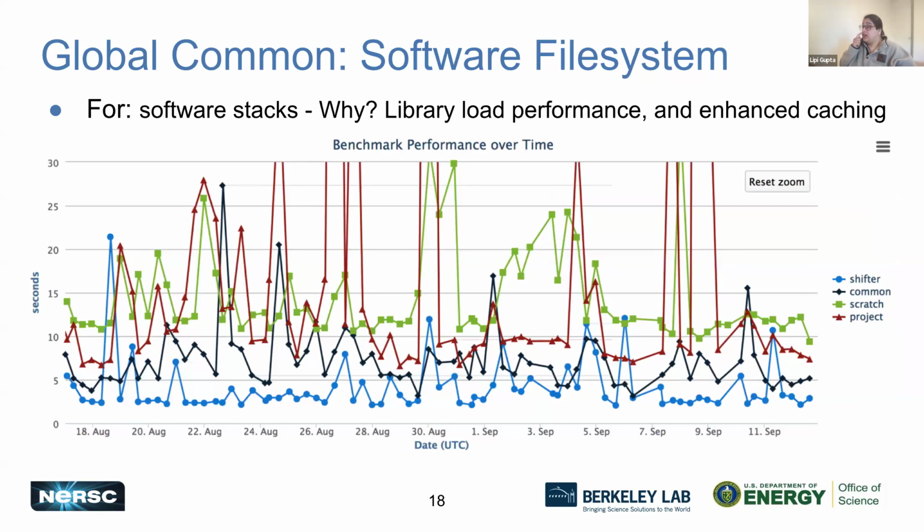Global Common Software. This is similar to the Global Home, but Global Common Software is meant for software stacks. Why is that? It's because the load performance is improved and the caching is improved on this file system. So it's set up for that kind of thing. So this plot, which is a little bit hard to read and also a little bit old, says Shifter here, but oh yeah, we are using Shifter. I thought it said Singularity for a second.